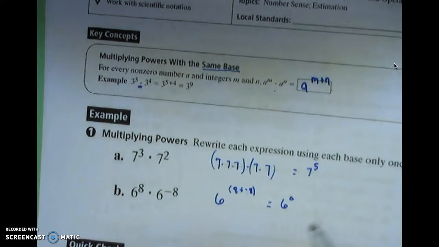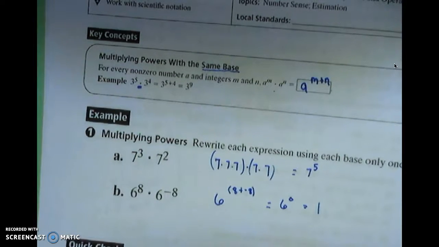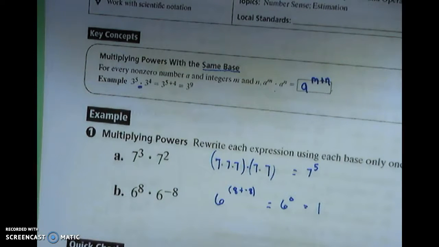And what is 6 to the 0? That is just 1. Go ahead and try a quick check 1, parts A, B, and C, and then we will move on to the next example.